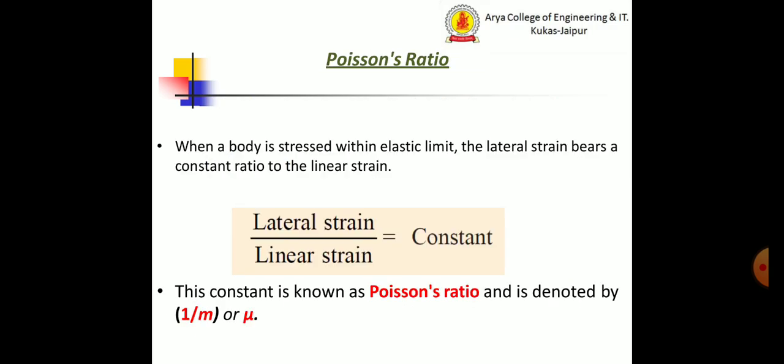When a body is stretched within elastic limits, the lateral strain bears a constant ratio to the linear strain. Lateral strain upon linear strain equals a constant. This constant is known as Poisson's ratio and is denoted by 1 by m or mu.